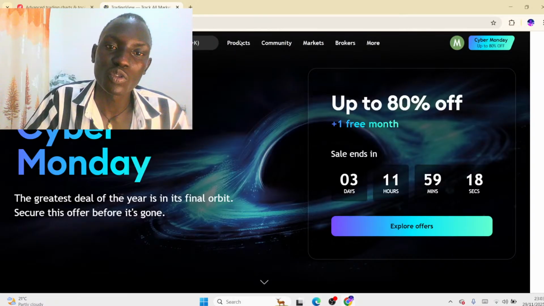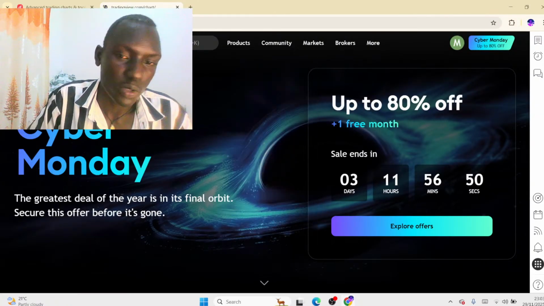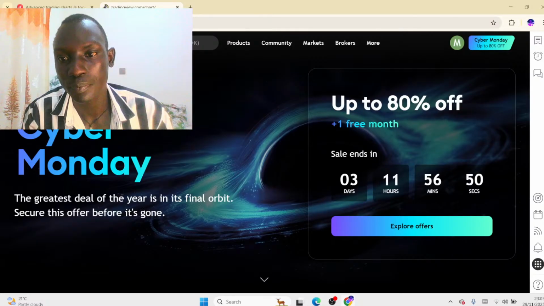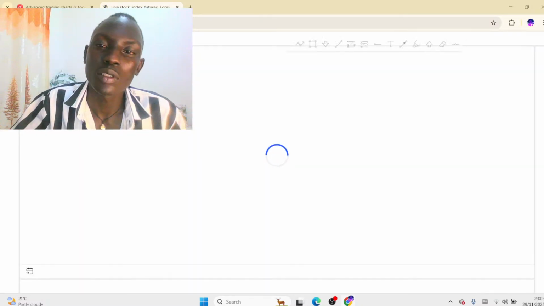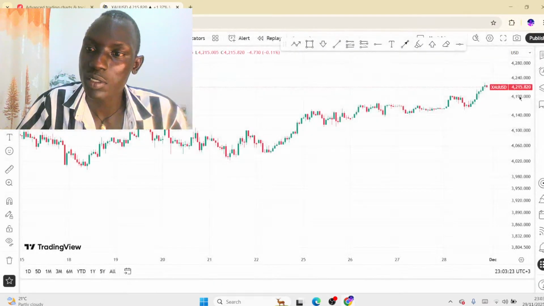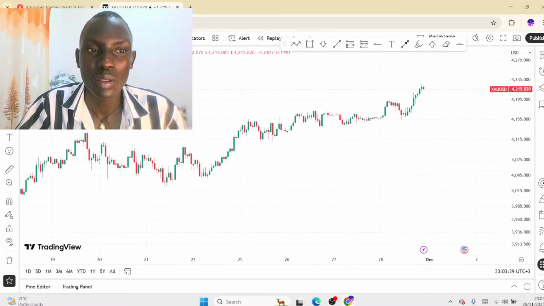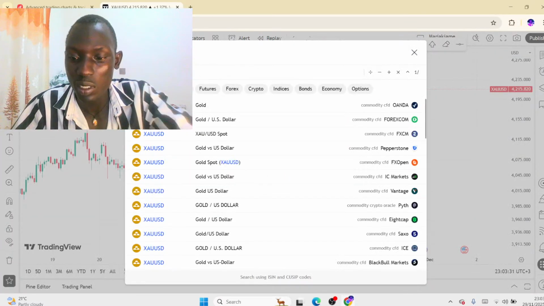So we go to products, we go to Supercharts, and let's wait for it to load. We can't trade it right now, the markets are closed. So these are the pairs also on forex. So this is the difference.